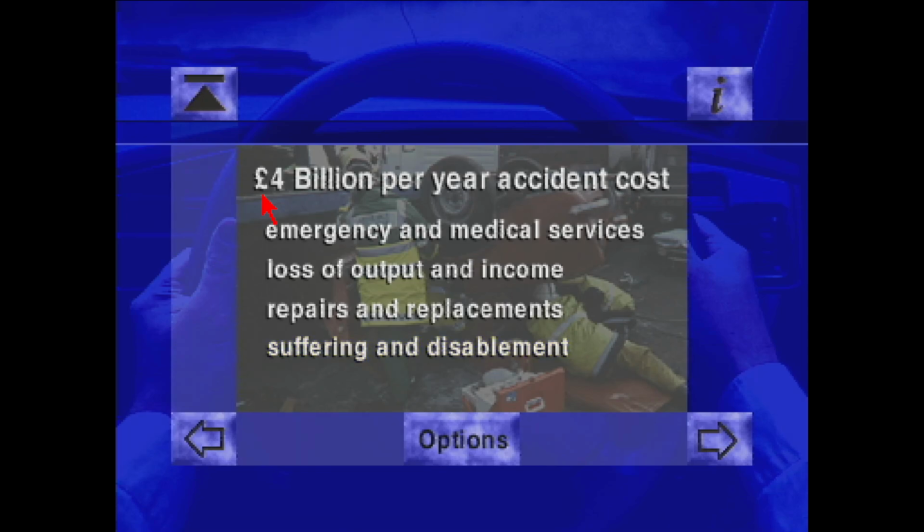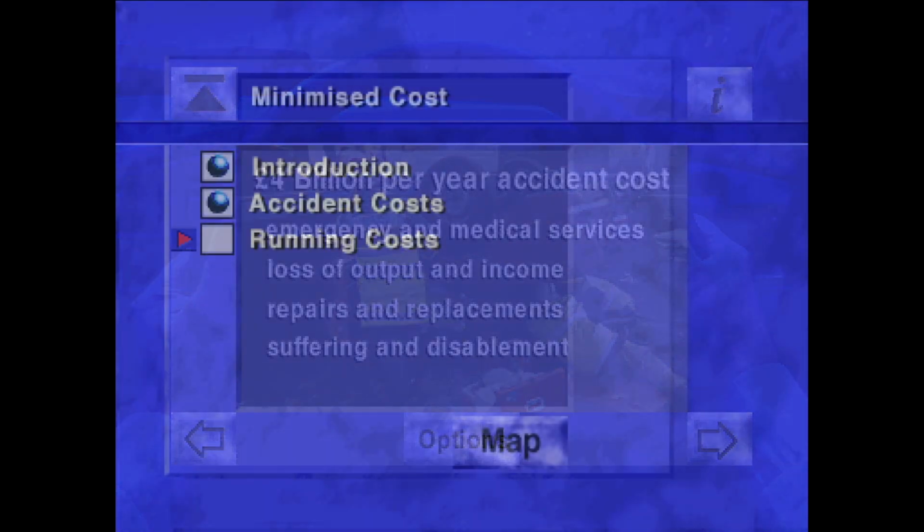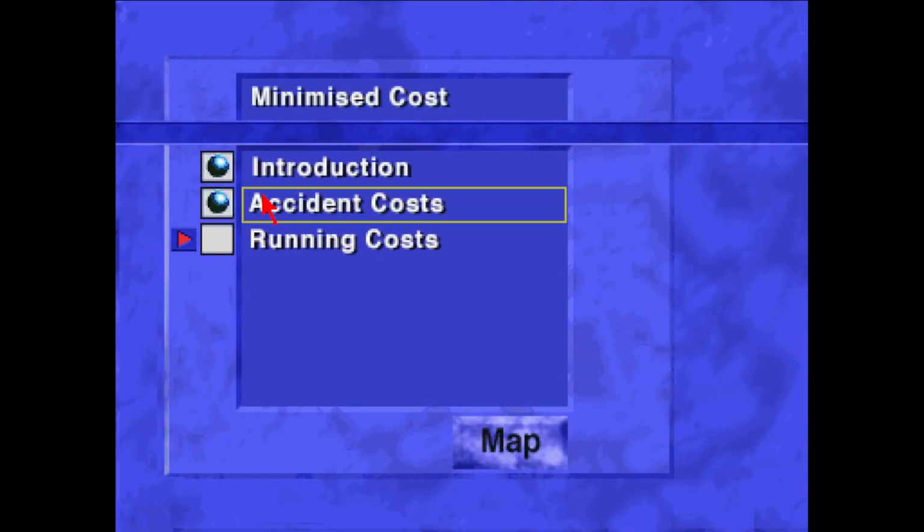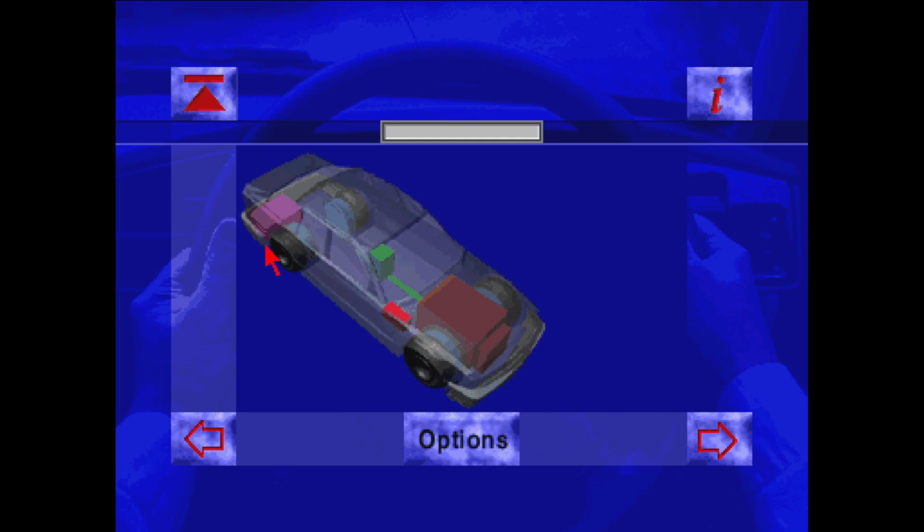Everyone has to bear this cost, not just those involved in accidents. It's recovered through taxation, higher prices for goods and services, and increased insurance premiums. Click on the parts of the car to see how you can reduce running costs.